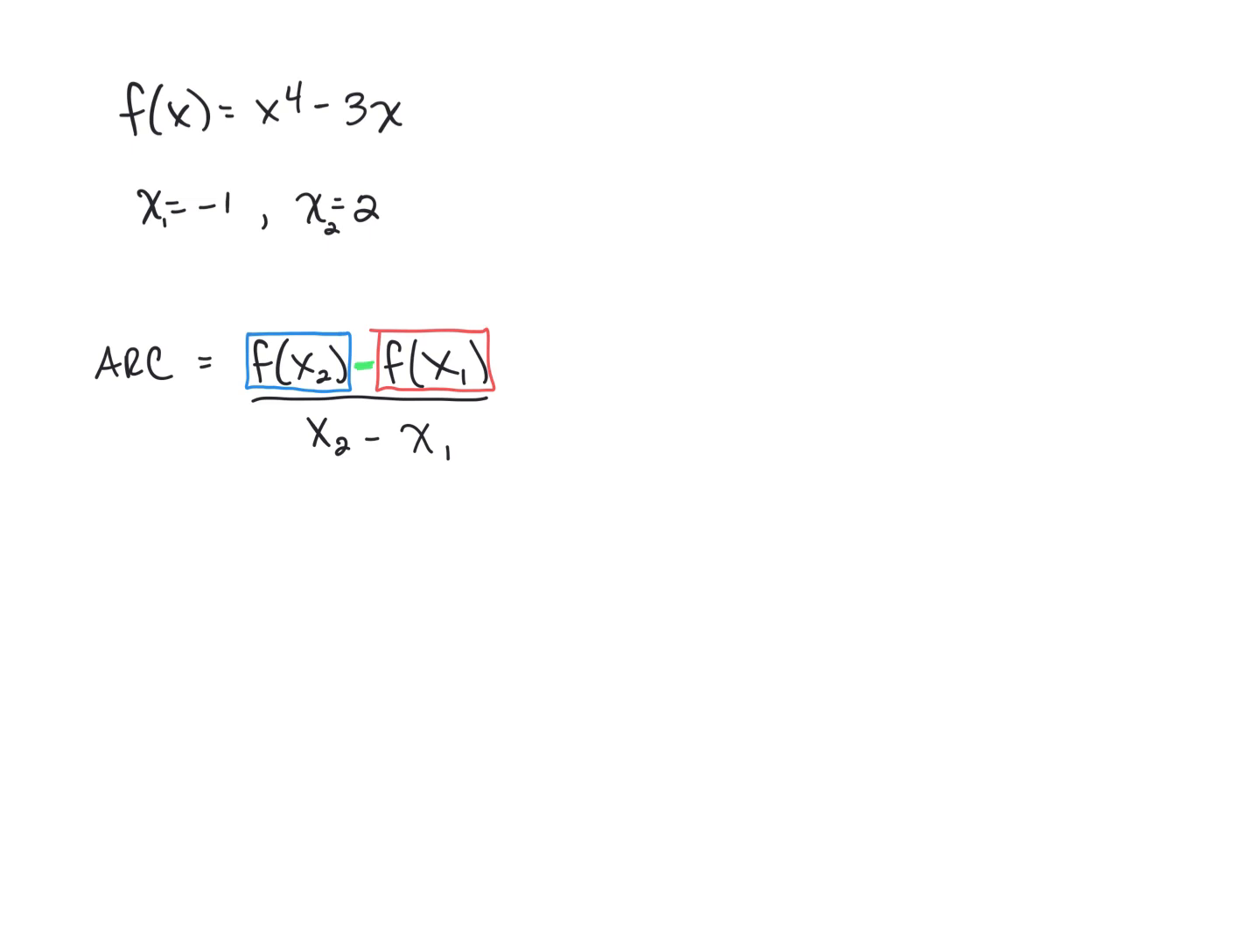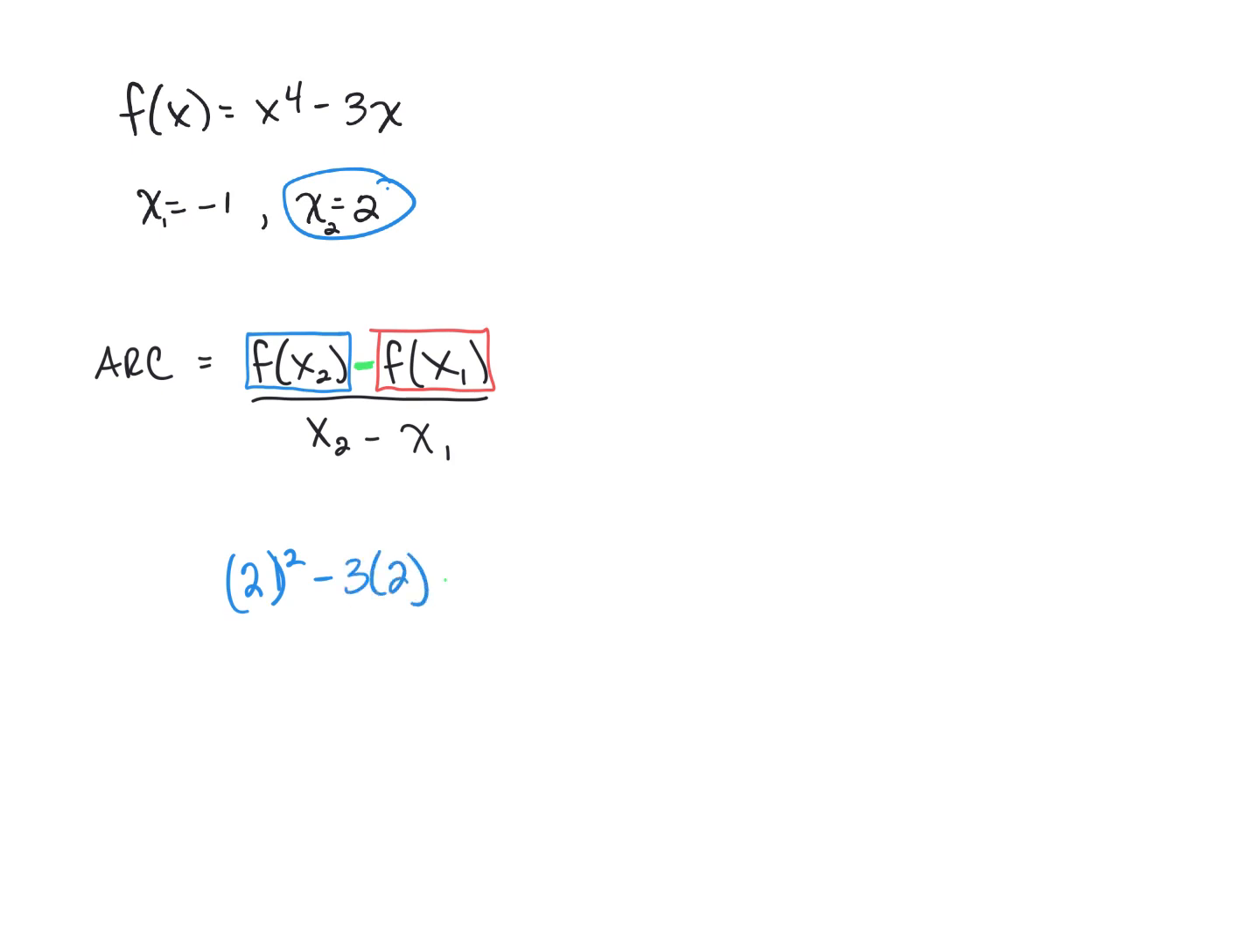So let's go ahead and calculate f of x sub 2. f of x sub 2 is going to be, when x is 2, so I'm going to substitute that into f of x. That gives me 2 squared minus 3 times 2, okay?